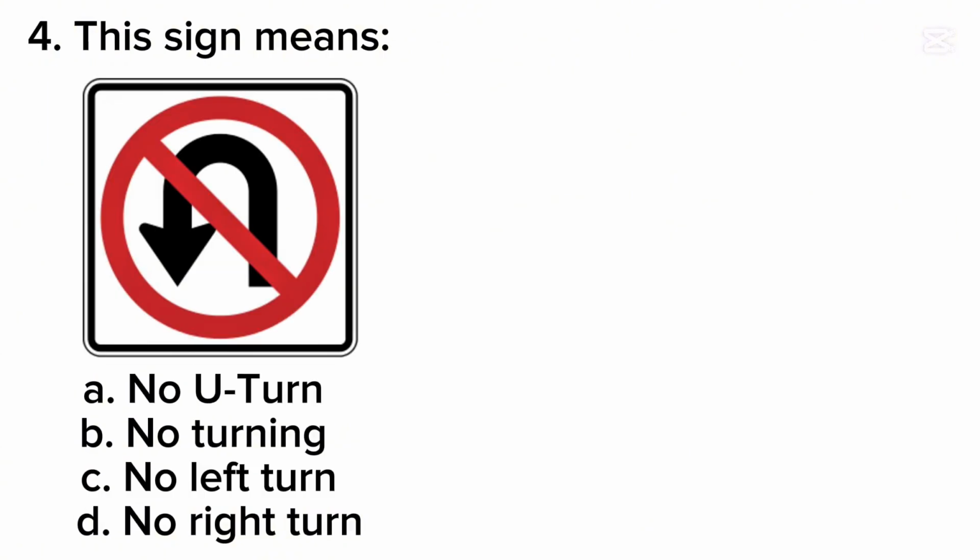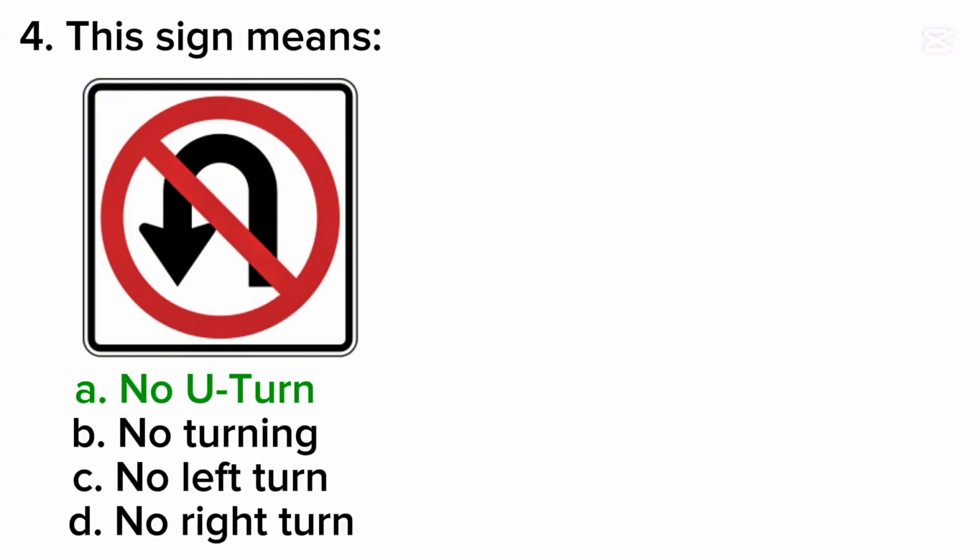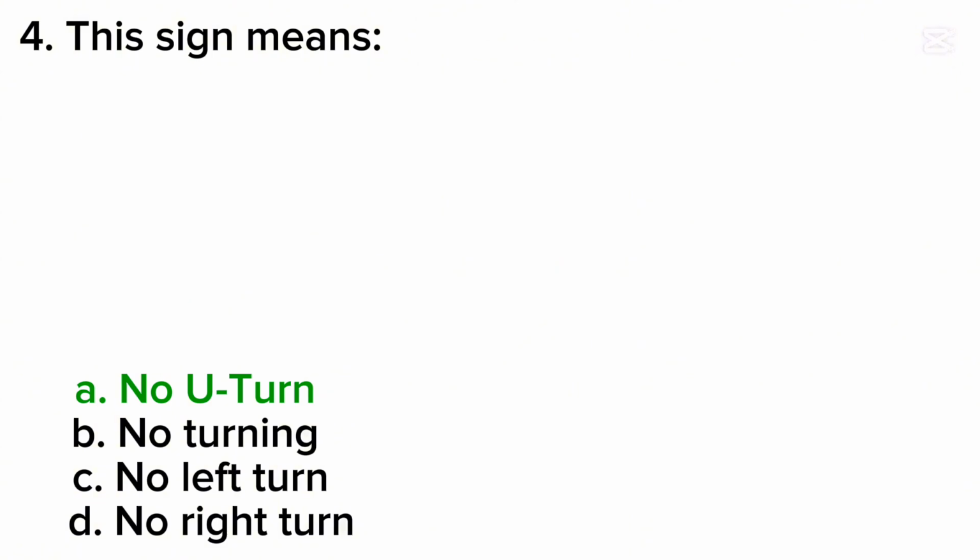Question number 4. This sign means. What is this sign called? A. No U-turn. B. No turning. C. No left turn. D. No right turn. Let's write. The correct answer is A. No U-turn. This sign means no U-turn, or once you see this sign, you don't have to turn back.